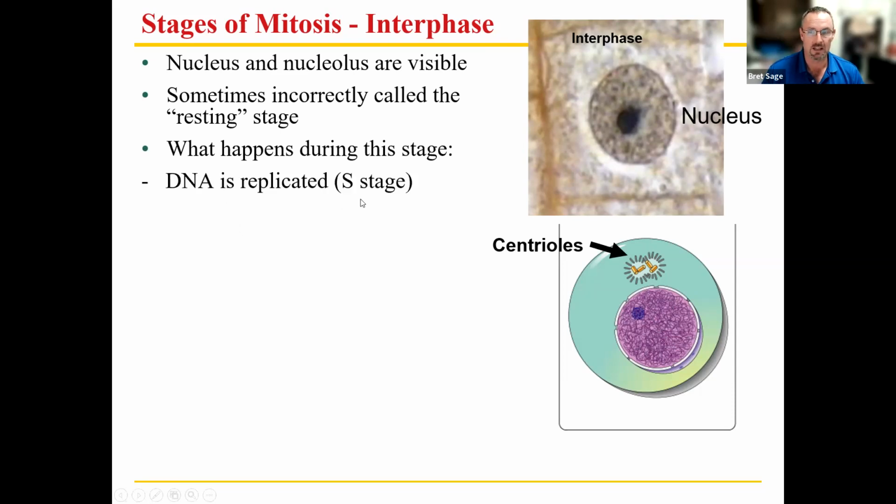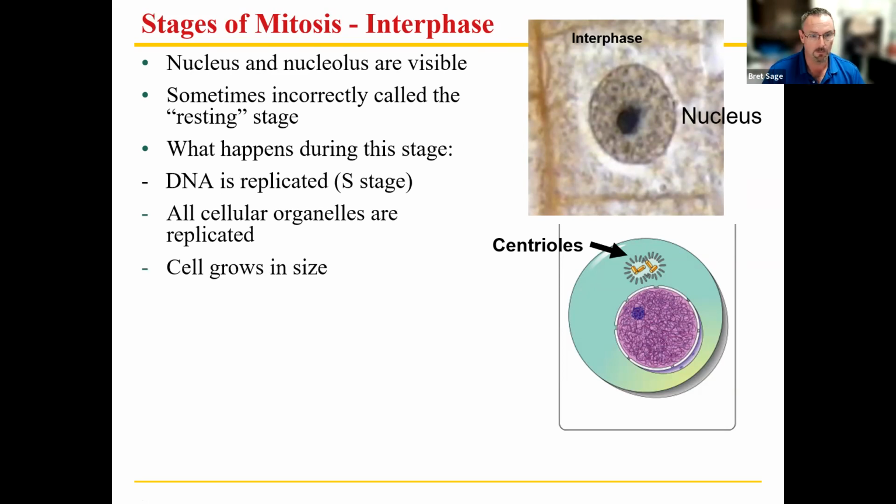DNA is replicated during the S stage. So that means all the DNA is copied because we're going to go from 1 cell to 2. Each cell needs a full set of DNA in it. All cellular organelles are replicated. For example, all mitochondria are doubled. All chloroplasts are doubled if it was a plant cell. The cell gets bigger because when it cuts in half, it can't be half as big as it needs to be.